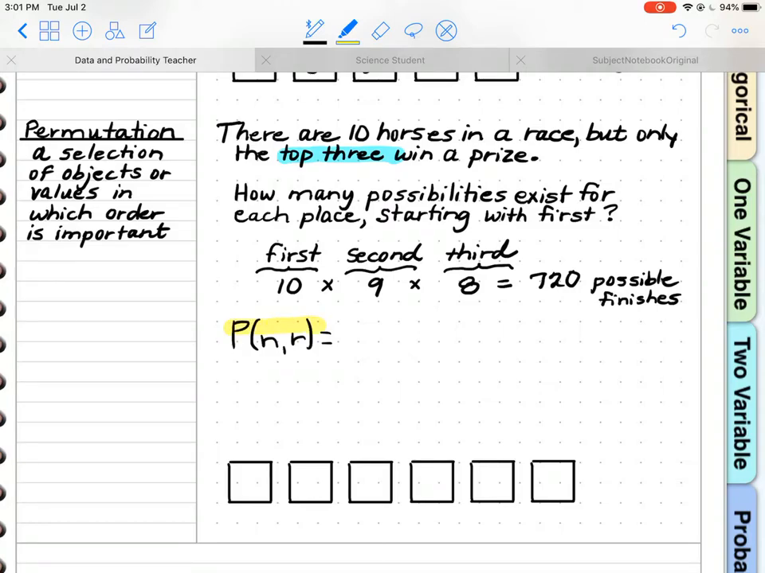So this is the permutation formula, and it looks a little bit funny. Okay, what it's saying is P, permutation, n, the number of horses or whatever you're talking about, and you are going to choose r, a certain amount. They just use the letter r. So the way that you read this is n choose r. And I'm going to show you how to do this. Just bear with me here.